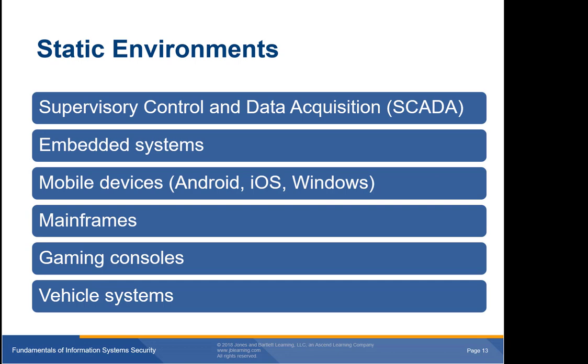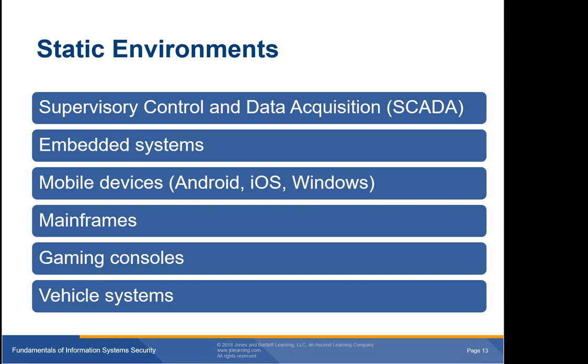Some examples of static systems include supervisory control and data acquisition, which we call SCADA. SCADA systems are common in industrial settings. SCADA systems control and monitor physical devices such as manufacturing, power generation, oil, water, and gas distribution, and facility environmental controls. These systems are often built by the manufacturer with static versions of an operating system and other software to produce a fixed software stack. SCADA systems are not easy to patch when security vulnerabilities are discovered in one of its embedded software layers.